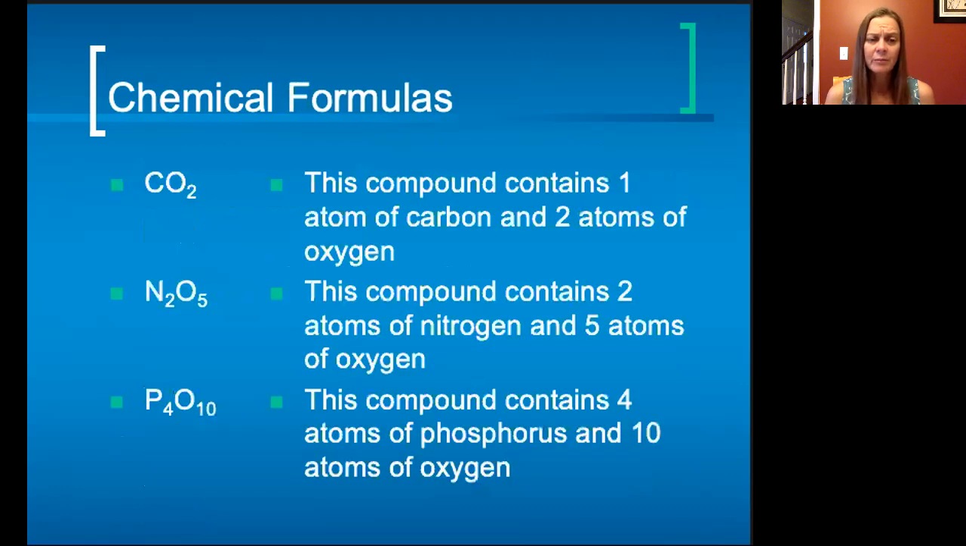So just a few examples. So CO2, we're going to learn the naming conventions. We're going to call this carbon dioxide, but we can look at its chemical formula and we can see that it contains 1 atom of carbon and 2 atoms of oxygen. And then we have dinitrogen pentoxide, N2O5, contains 2 atoms of nitrogen and 5 atoms of oxygen. And finally, we have tetraphosphorus decoxide, P4O10. It contains 4 atoms of phosphorus and 10 atoms of oxygen.